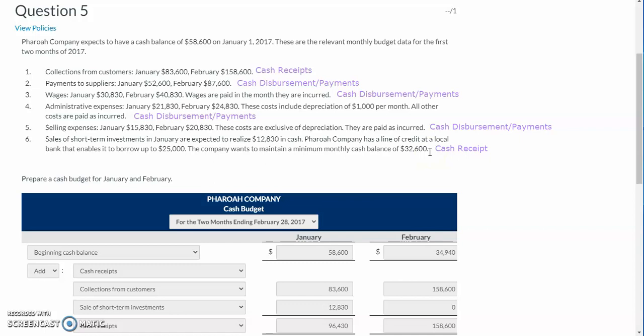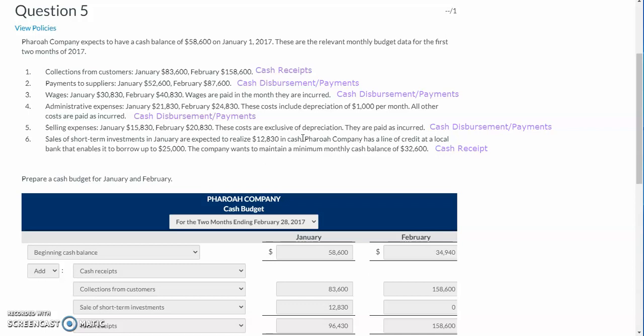So basically in this problem, they gave you a lot of extra information. The only piece that you need to pay attention to here is the sales of the short-term investments held at the bank and the cash that's expected to come in. The line of credit is kind of like when a company has an arrangement with a bank where they can borrow money and they'll pay it back. And this is like the dollar amount that they can borrow up until. It's like $25,000.